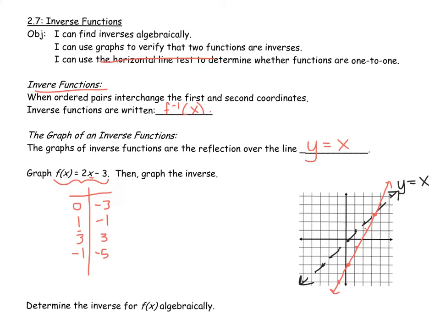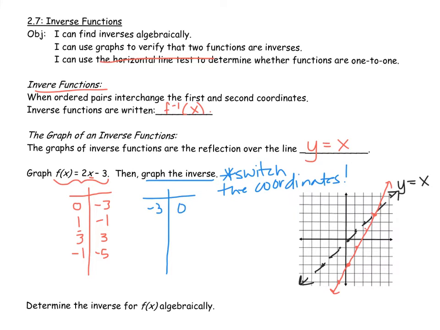Now to graph the inverse, because it's the reflection over the line y equals x, we're just going to switch the coordinates around. And that's why we want the table. It's easiest to switch the coordinates that way. So literally it's just going to look like this. Instead of 0, negative 3, we'll flip them around to get negative 3, 0. 1, negative 1 will be negative 1, 1. Uniquely enough, 3, 3 will stay 3, 3. And then negative 1, negative 5 would become negative 5, negative 1.